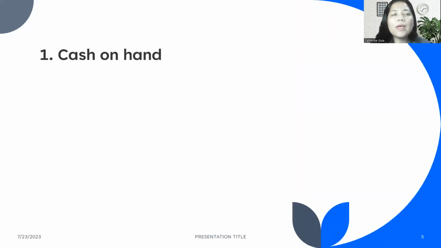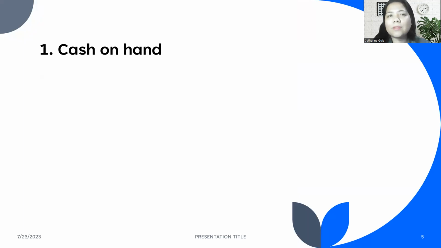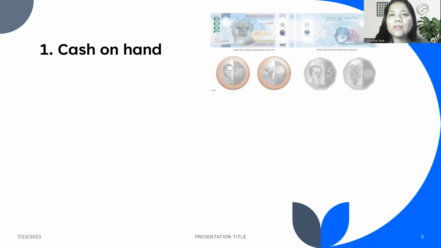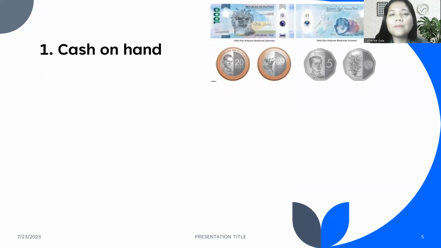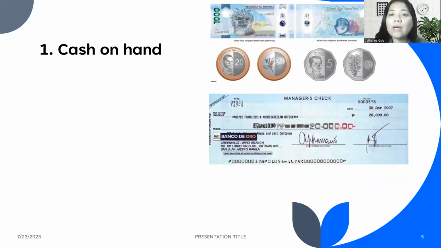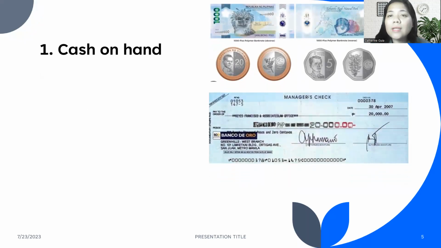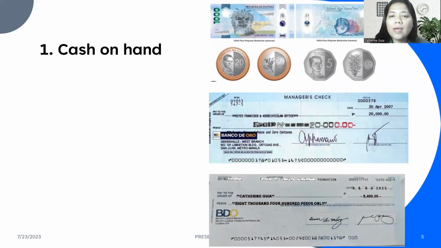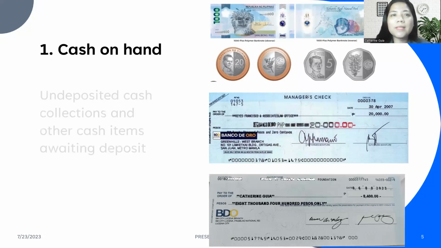And what comprises cash items? Number 1, cash on hand. You are very familiar with this cash on hand. So you have here the coins and bills. What else? You also have here a check, an example of manager's check, and another check, a customer check. So a customer check is the check issued by your customer as payment of their obligation to your business.